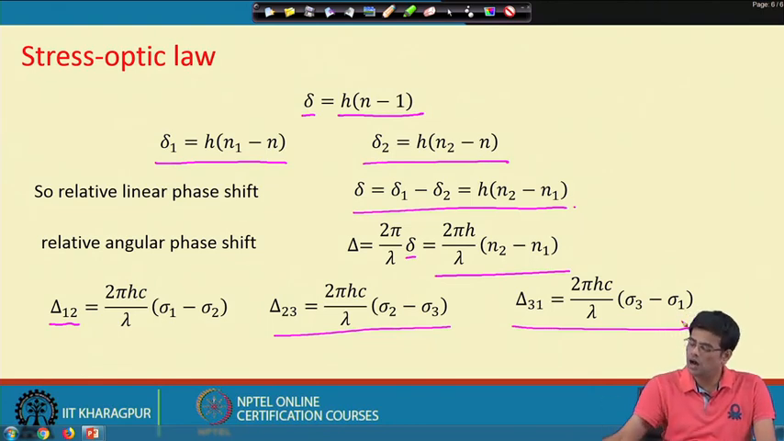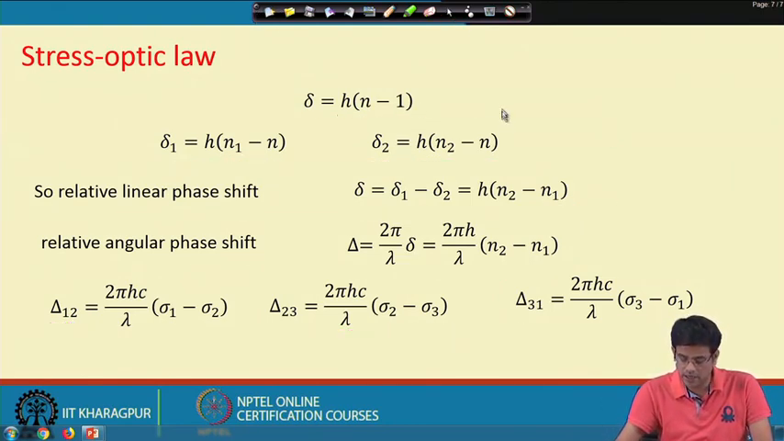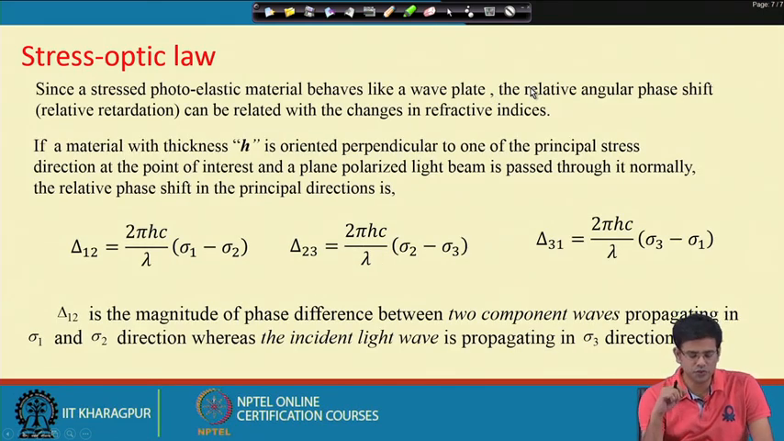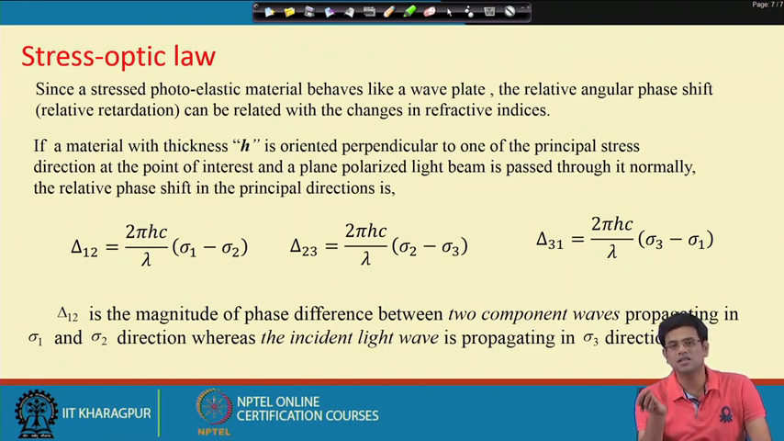So, what does this delta 1 2 mean? Since a stressed photoelastic material behaves like a wave plate, this means that it shows different refractive indices, or essentially the propagation of light in different directions is different. Since the refractive indices become different in different directions, the velocity of light essentially becomes different, and then the distance traveled by the light within the medium in different directions becomes different. So, the relative angular phase shift or relative retardation, which is dependent on the refractive indices on the different axes, can be related with the changes of the refractive indices.